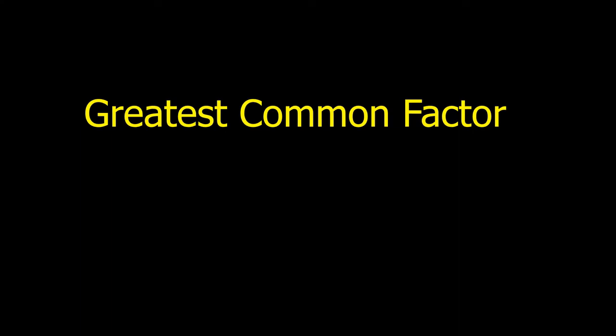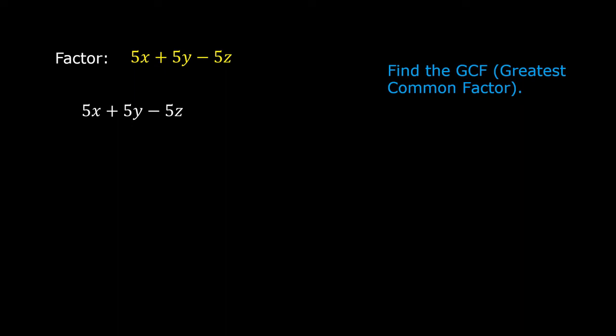In this video, we are going to learn how to find the greatest common factor. Example, factor 5x plus 5y minus 5z. Find the GCF or greatest common factor. The greatest common factor is 5. This is the largest or highest common factor among the three terms.